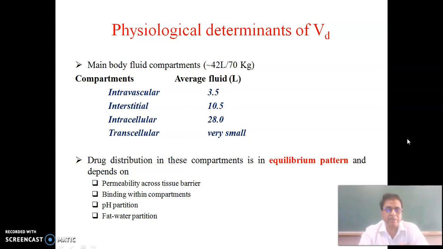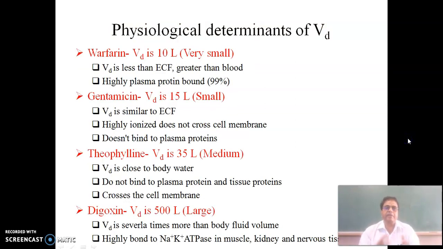Another important parameter is, you know, the blood-brain barrier, which restricts the drug's entry into the brain. That also determines the drug's volume of distribution. In the next slide, I will show you different drugs and their volumes of distribution. Let us take the example of warfarin, which has a volume of distribution of 10 liters. What is the meaning of this? That means this drug is restricted to the plasma, because we know that it is highly plasma bound. About 99% of the drug is plasma bound, and that's why its volume of distribution is less than extracellular fluid.